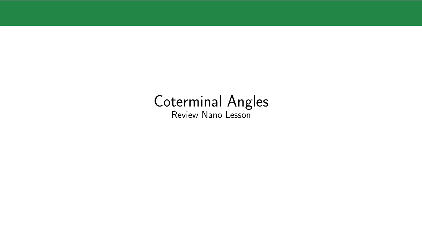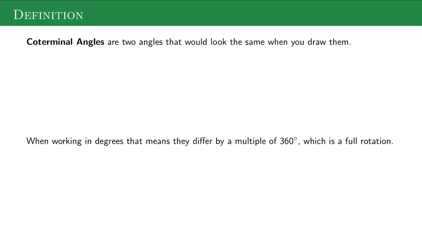In this Nano review video, we're going to talk about coterminal angles. The definition of a coterminal angle is just two angles that, when you look at them, look the same. The only difference is you've revolved around the circle extra times. I've been working in degrees. All that means is they differ by a multiple of 360, because 360 is a full revolution around the circle, and you end up back in the same place.